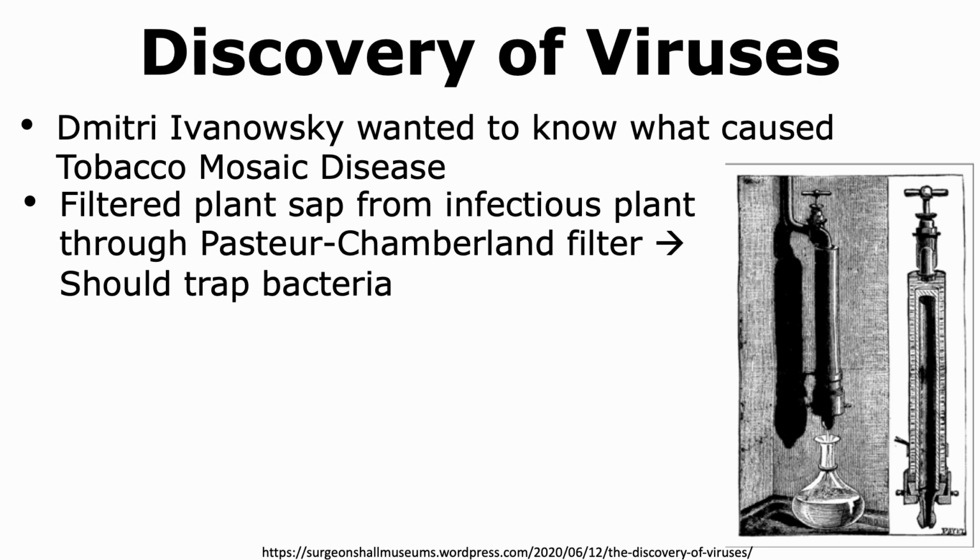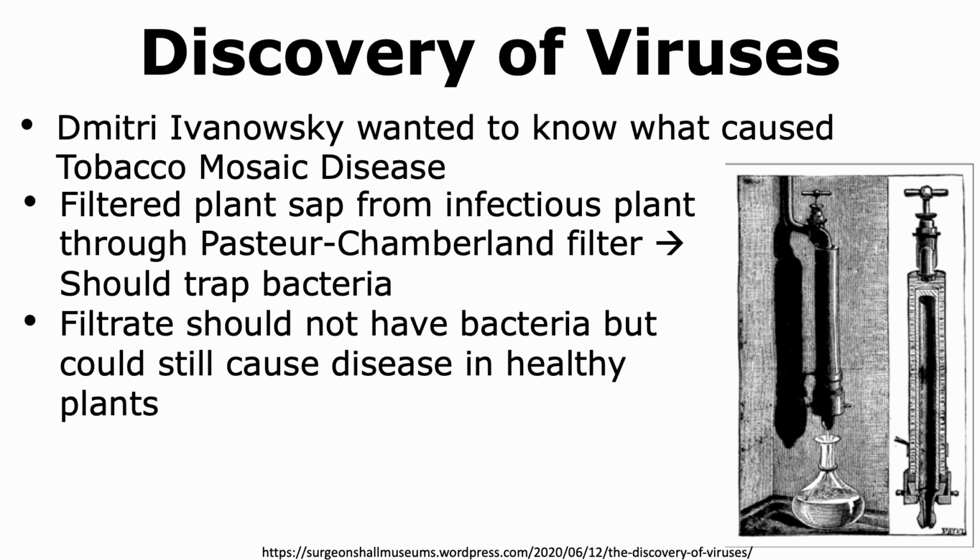What Ivanovsky did is he took the plant sap from these infected tobacco plants and filtered it through a special type of filter called the Pasteur-Chamberlain filter. This filter was designed in such a way that it would trap all the bacteria so that any filtrate that comes out of this filter should not have any bacteria. Now, when Ivanovsky got the filtrate from this filter, he observed that even though it ideally should not have bacteria, that filtrate was still able to cause disease in healthy plants.